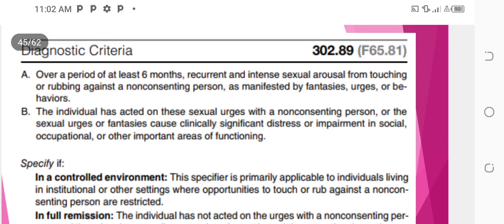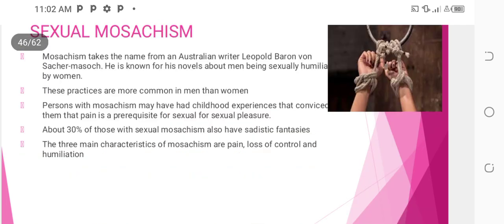Sexual masochism. Masochism takes its name from an Austrian writer, Leopold von Sacher-Masoch. He is known for his novels about men sexually humiliated by women. These practices are more common in men than in women. Persons with masochism may have had childhood experiences that convinced them that pain is a prerequisite for sexual pleasure.